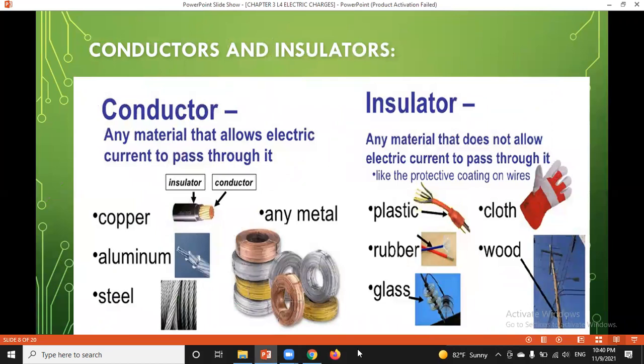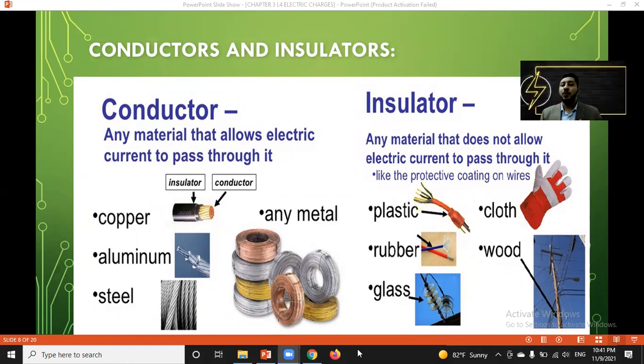But first, what makes the electric current move? What materials allow the electric current to move, and what materials stop the electric current or don't allow it to pass through? There are two types of material. The first type is called conductor, the second type is called insulator.